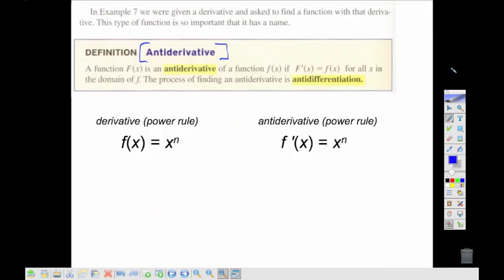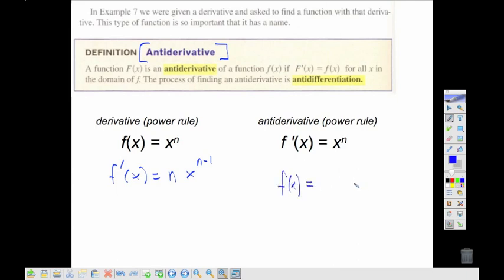When we're looking at powers, we can think about the antiderivative like this. First, if we're taking a derivative, we take our exponent and move that in front, multiply it by x, and then subtract 1. So if I'm working backwards, taking an antiderivative, going to f of x, I'm going to do the opposite.